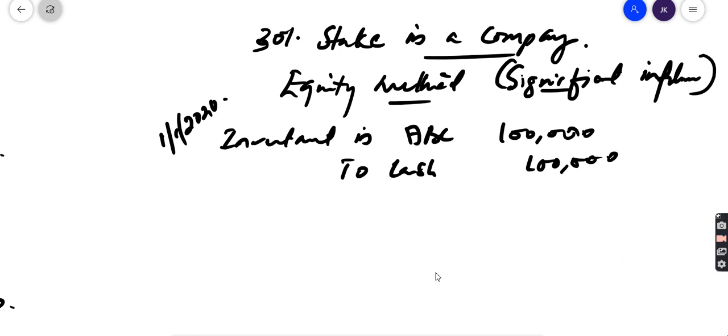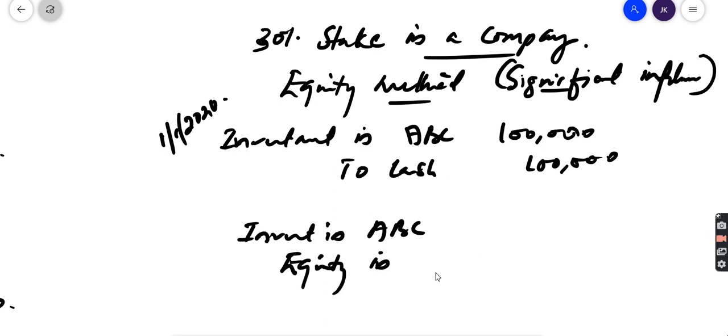Therefore, when this company earns profit, basically we can go ahead and book our portion of their income. So we pass this entry: investment in ABC, and we specifically use an account called equity in earnings. This is an account which shows equity participations in other companies.